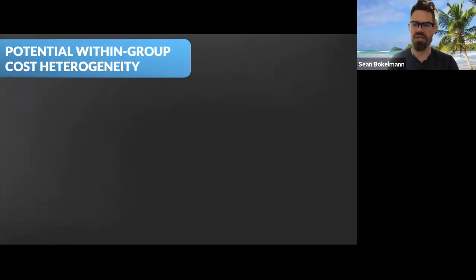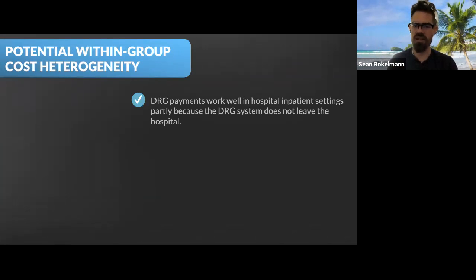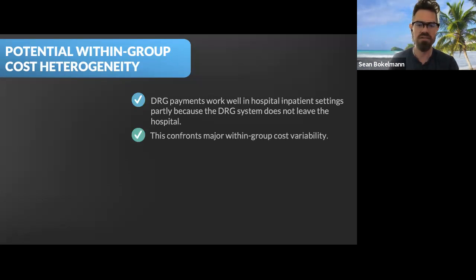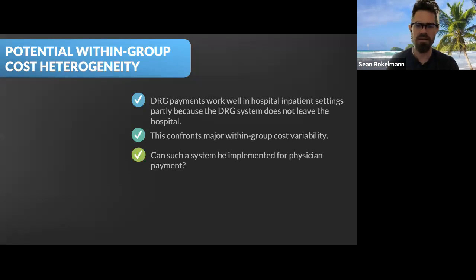All right, and then the last issue is potential within group cost heterogeneity, right? Variation in cost within a group. Now, DRGs work well in hospital settings because the DRG system doesn't leave the hospital. It's entirely contained within the hospital group. And so this allows the system to confront any variability in costs within the hospital. So it can reduce heterogeneity in costs, reduce the variability. But then the question is, can this be done with physicians?